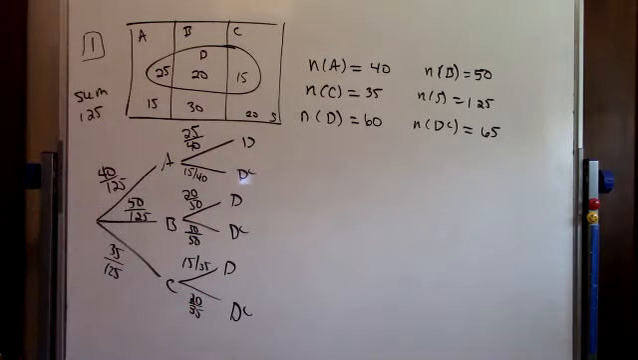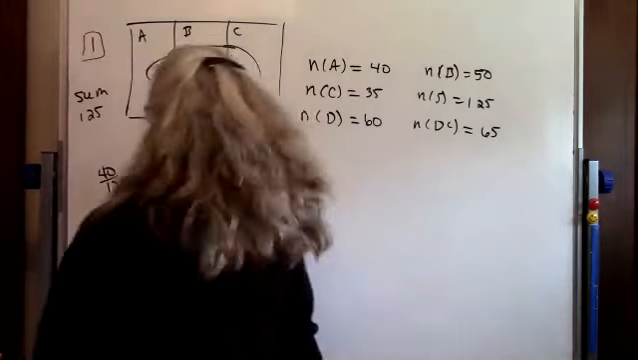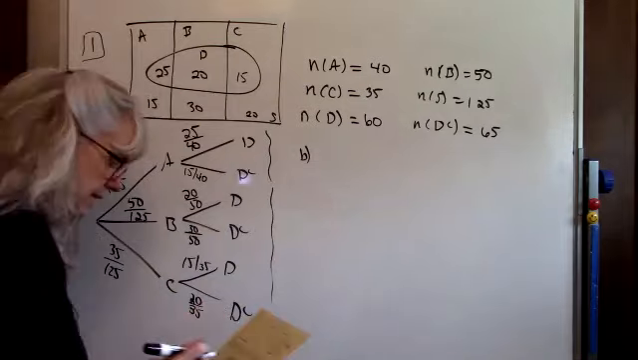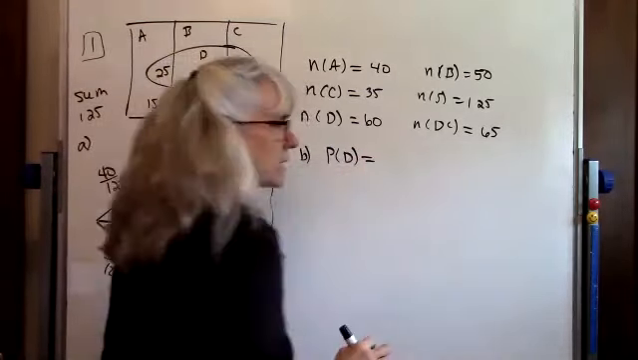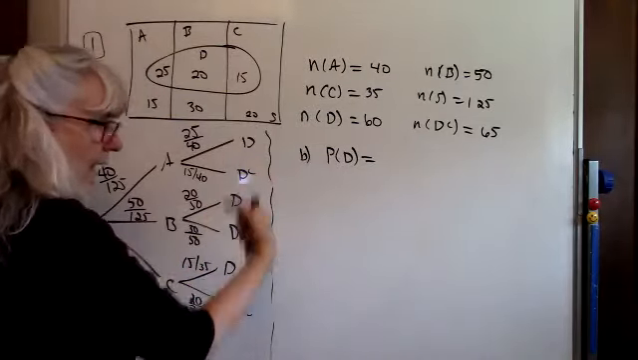Okay, now that we have that, let's go find some information. Part A was just to draw the tree. There's our tree. B is asking us to find the probability of D. So I can definitely come in and do the same thing we did in the previous section. I can multiply across and add down.